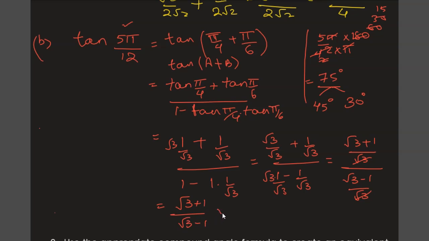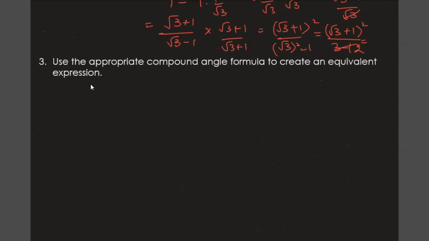If you want to rationalize it, you just have to multiply it by the conjugate of it. This is root 3 plus 1 square over root 3 square minus 1. That gives you root 3 plus 1 square over 3 minus 1, which is the same numerator divided by 2. So here, when the question asks you to use the appropriate compound angle formula to create an equivalent expression, we do not have to find the value. All we have to do is just leave it as an expression.